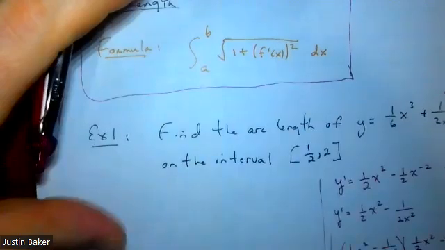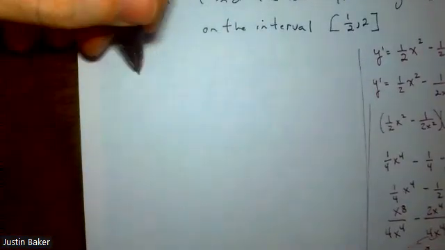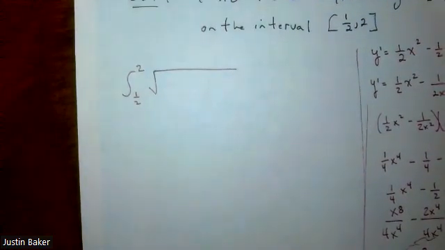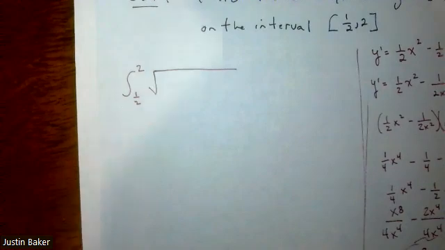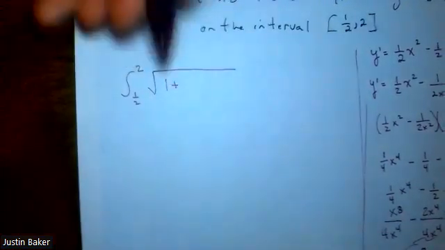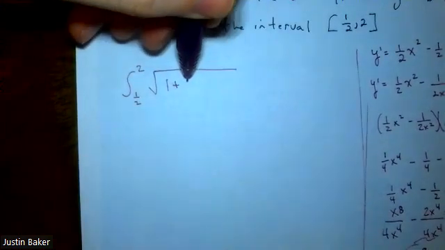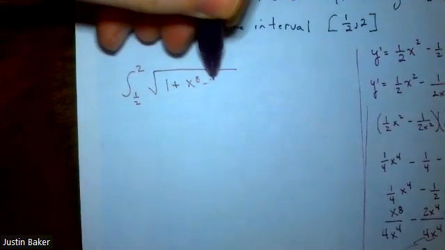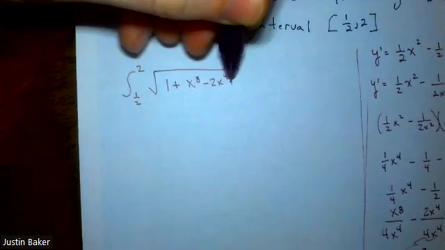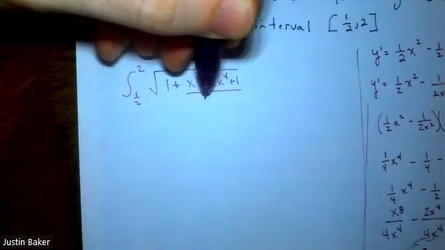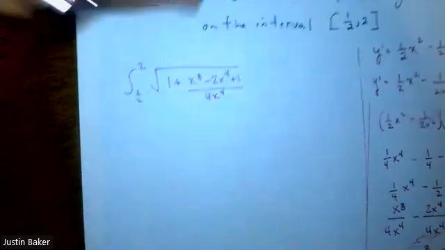So now we're ready to actually use this formula. So it's going to be the integral. Our bounds are half and 2. We're going to do a radical, and then it's going to be 1 plus the derivative squared, which we just said is x to the 8th minus 2x to the 4th plus 1 over 4x to the 4.